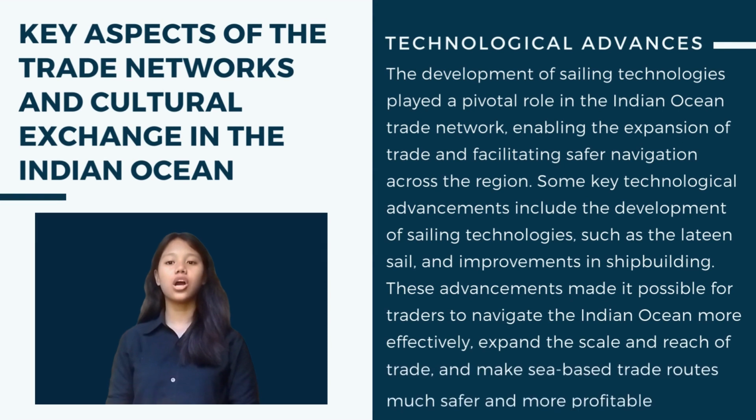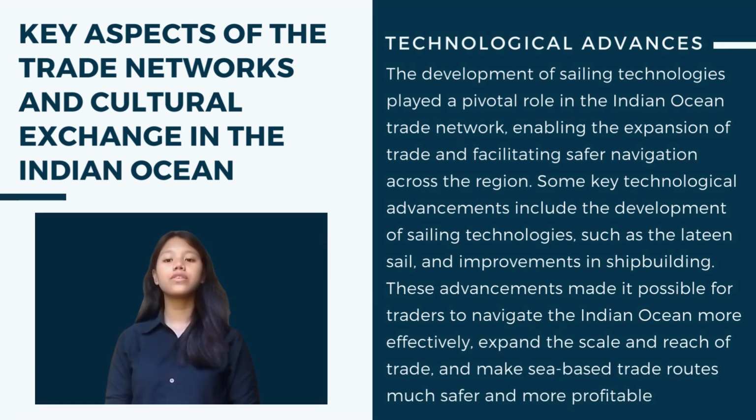The first one is the technological advances. The development of sailing technologies played a pivotal role in the Indian Ocean trade network, enabling the expansion of trade and facilitating safer navigation across the region. Some key technological advancements include the development of sailing technologies such as the Lateen sail and improvements in shipbuilding. These advancements made it possible for traders to navigate the Indian Ocean more effectively, expand the scale and reach of trade, and make sea-based trade routes much safer and more profitable.